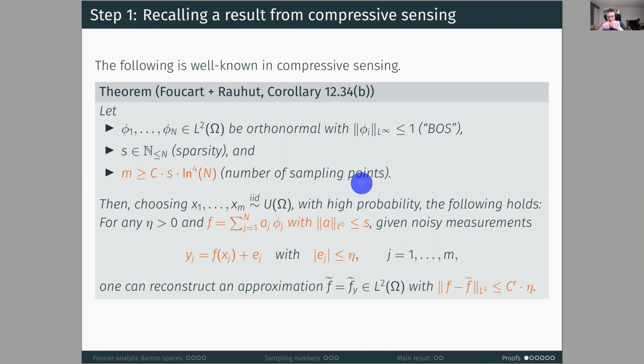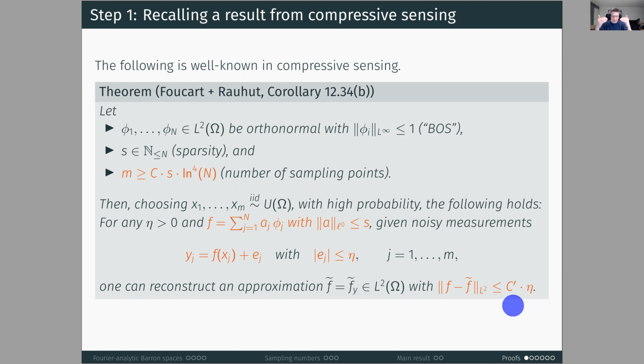If you choose M sampling points randomly from your domain, then with high probability regarding the sampling points, the following holds. You prescribe any noise level eta, which we'll see in a moment what it does. And then for any function which is a linear combination of your bounded orthonormal system, but it should be a sparse linear combination, so at most S of the coefficients should be non-zero. And if you then don't know the function, but you only know y_j, so you only know the samples f of x_j plus e_j, where e_j is some noise, whose only requirement is that it's bounded by eta uniformly, then based on these noisy samples, you can construct an approximation to your unknown function f, which in L2 error is as good as the noise level up to some absolute constant.